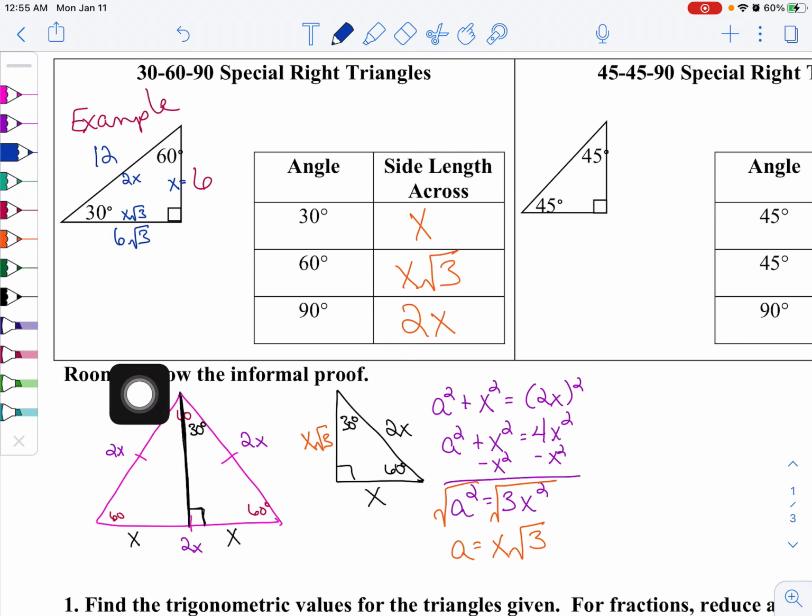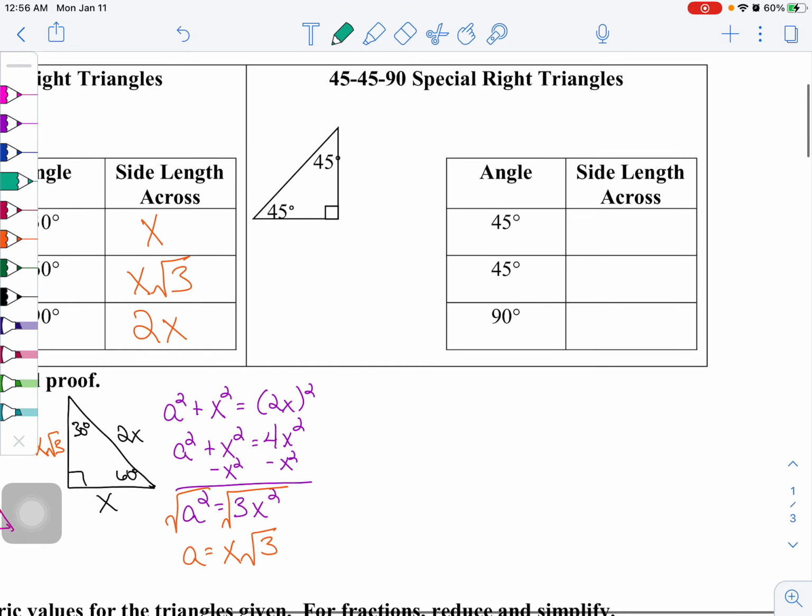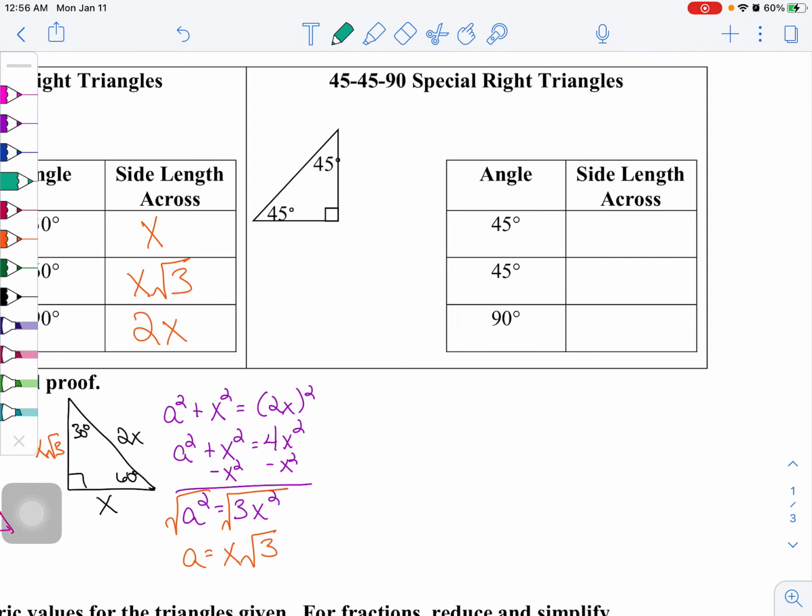Okay? So that's the 30, 60, 90 special right triangle, and in my estimation, the easiest way is to base it off of an equilateral and just drop an altitude down. If we look at, and we're going to go over to 45, 45s now, the 45, 45, 90 special right triangle, the easiest way to find this one is I want you to think about a square. Okay, so a square, let's see if we can draw that, close enough.